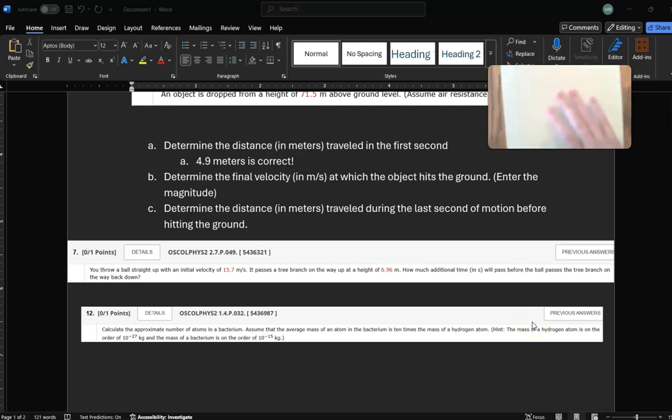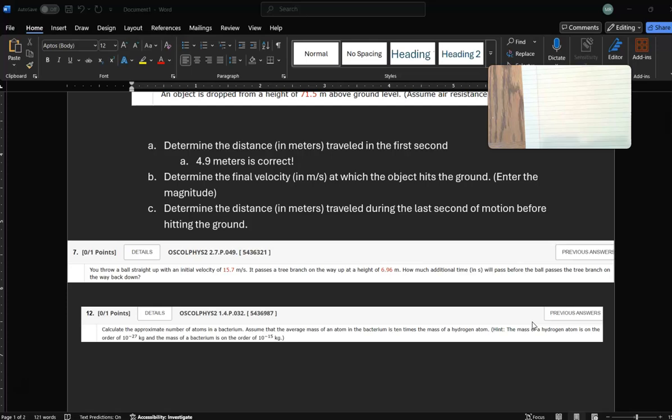All right. So the next one here, question 12, says calculate the approximate number of atoms in a bacterium. Assume that the average mass of an atom in the bacterium is 10 times the mass of a hydrogen atom. So the mass of a hydrogen atom is on the order of 10 to the negative 27th kilograms, and the mass of a bacterium is on the order of 10 to the negative 15 kilograms.